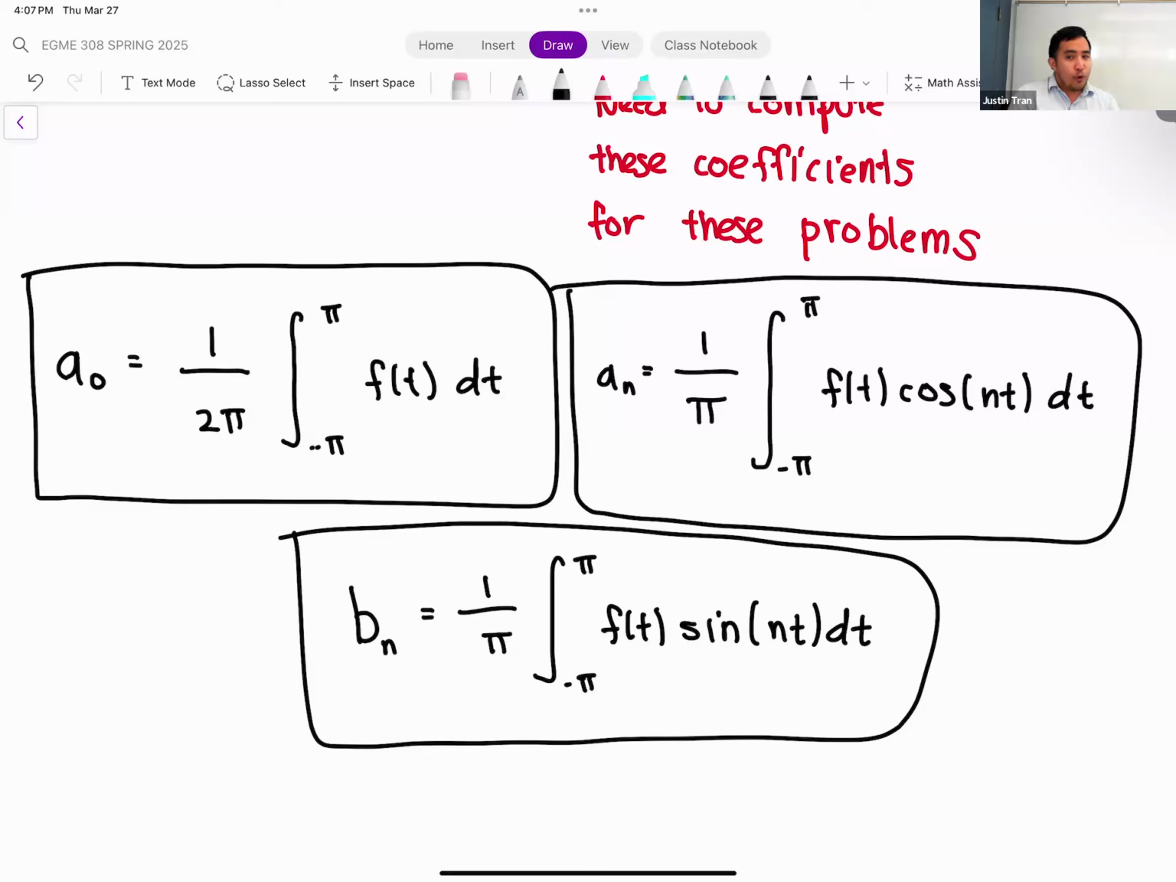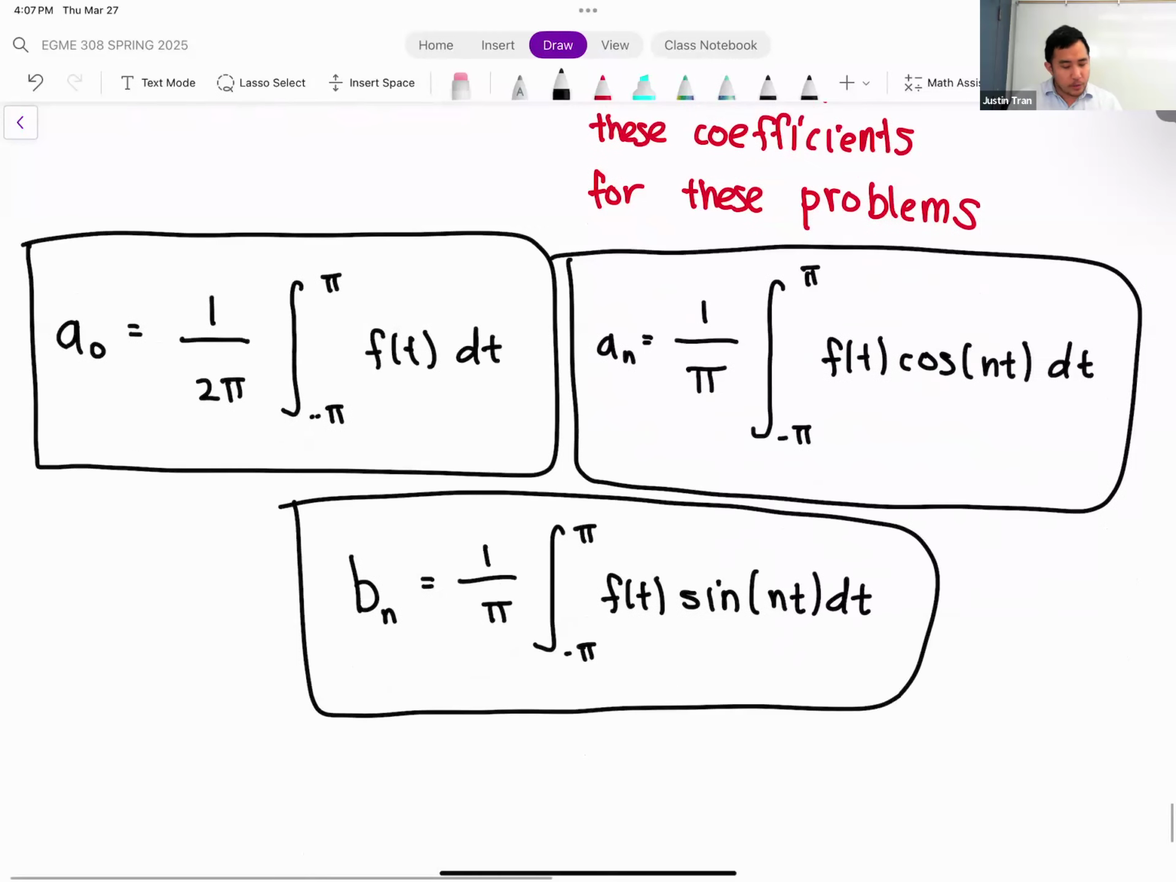Okay, so get familiar with these formulas because these are the ones we're going to use to compute our coefficients. Okay, so that was just a review of the theory behind this.